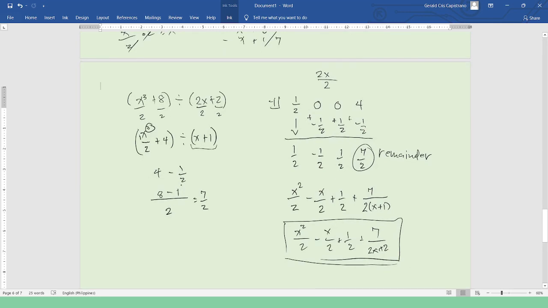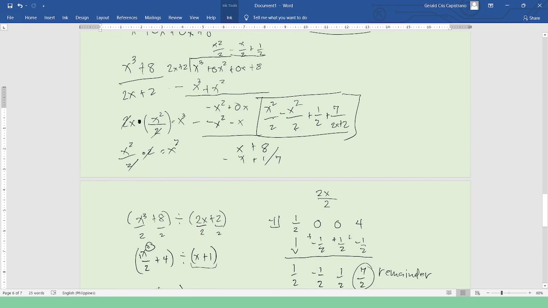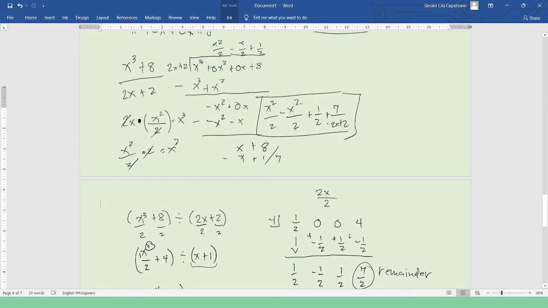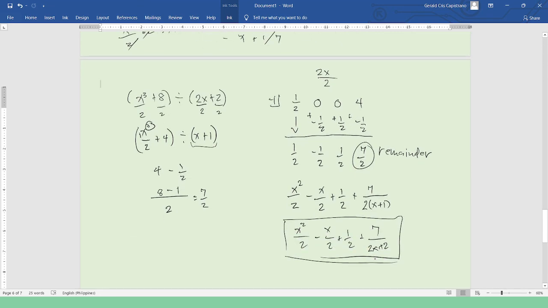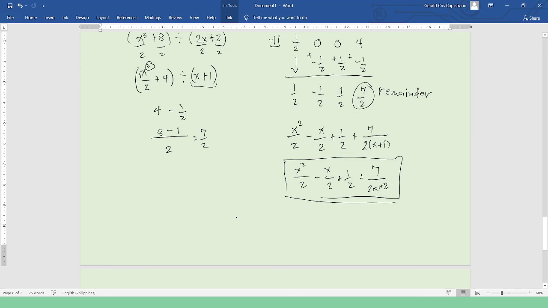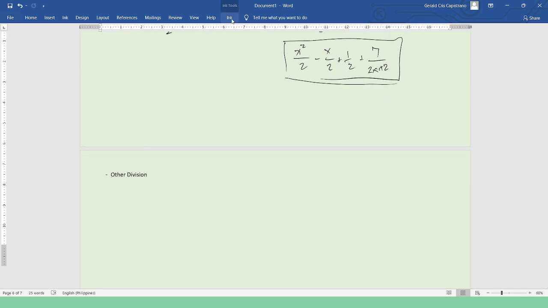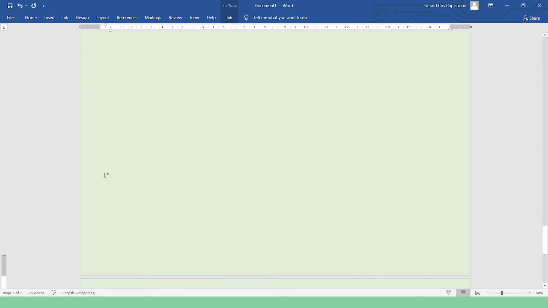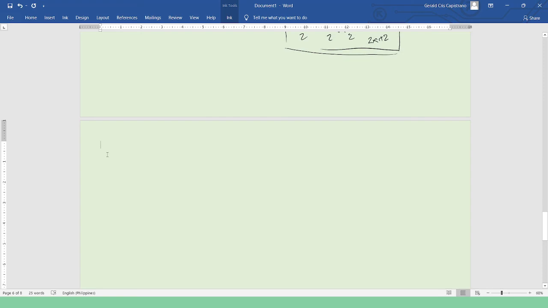So, yan yung final answer natin. So, we have here x squared over 2 minus x over 2 plus 1/2 plus 7 over 2x plus 2, which is the same as this. Okay. So, for other examples, kung hindi na tayo aabot class muna dito sa ating other division, we will just discuss this other division. Anyway, that other division is just an extension of what we are doing here in this part of the lecture.